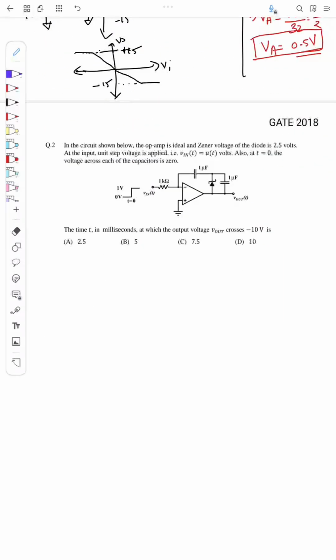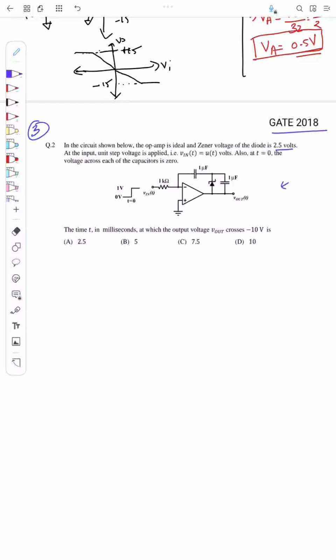Okay, so let us see the next question. This is from GATE 2018. The question is, in the circuit shown below, the op amp is ideal and the Zener voltage of the diode is 2.5 volt. So there is one Zener diode here and the Zener voltage of that diode is 2.5 volt. At the input, the unit step voltage is applied, that is V in of t equal to U of t. Also at t equal to 0, the voltage across each of the capacitors is 0.